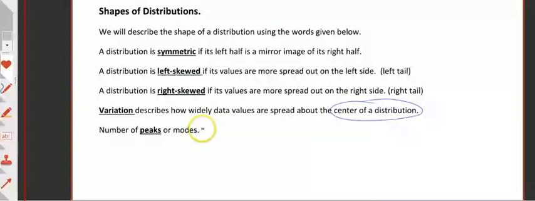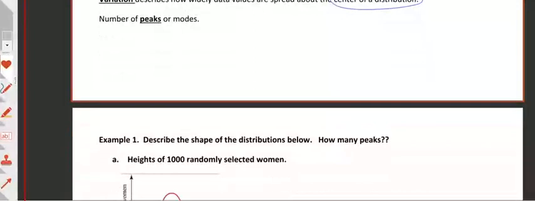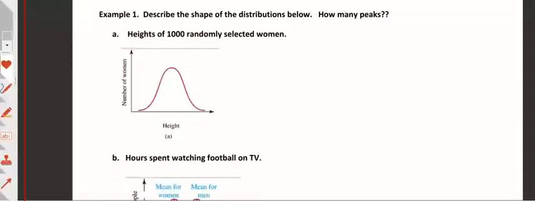Okay, so just starting off with, let's say, working with the modes. I've got some examples here, and we want to describe the shape of the distribution, making sure that we mention how many peaks it may have. So taking a look at heights of 1,000 randomly selected women. We've got heights on the x-axis, number of women or frequency on the y-axis. And if I were to plot that data, what I would see is a curve, something you may have heard before, a bell-shaped curve.